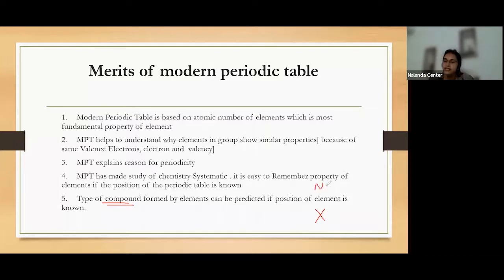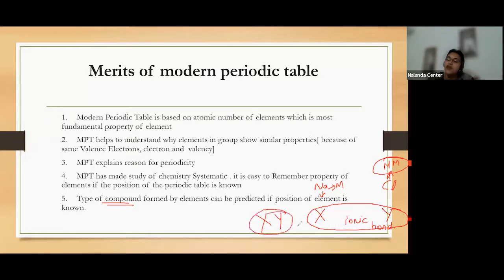First group element is there. That is, it is placed in the sodium family, in the same family as that of sodium. And another group, which is the halide group, is there. Say, chlorine is there. What is the type of compound they are going to form? This is a metal and this is a non-metal. Generally, they are going to form an ionic bond. And they will have a formula of XY, like NaCl.